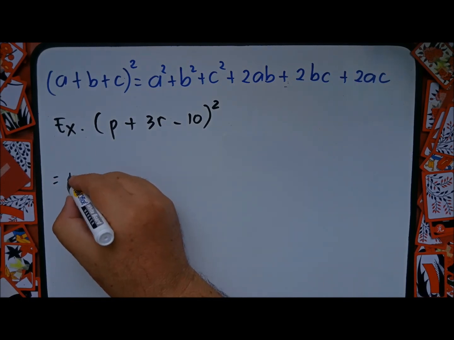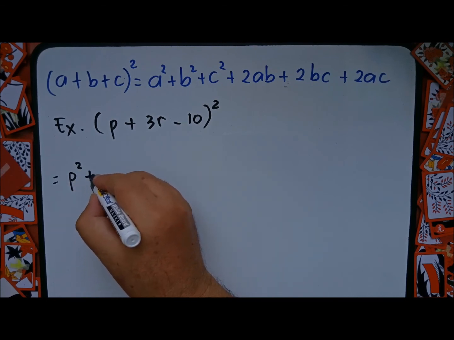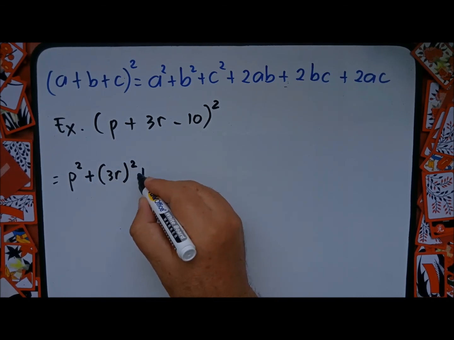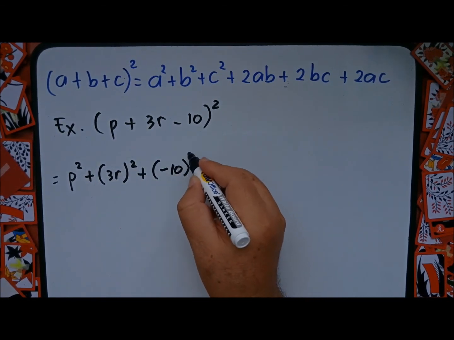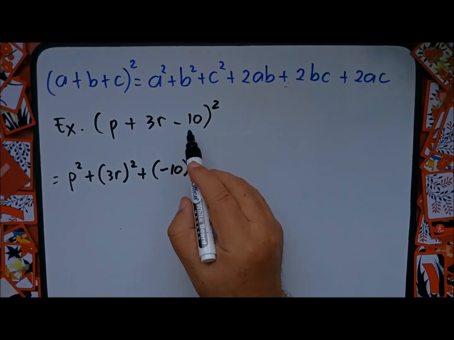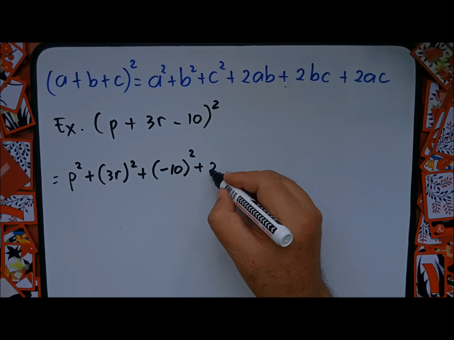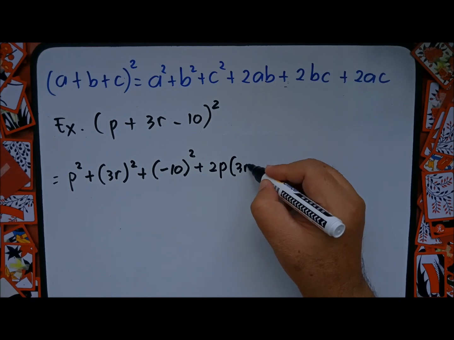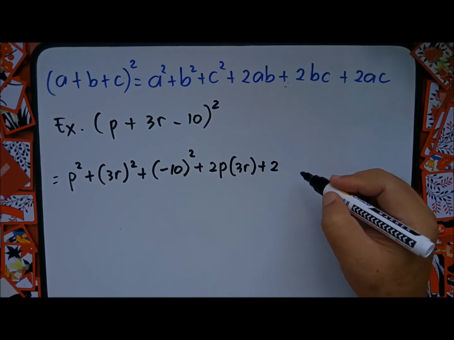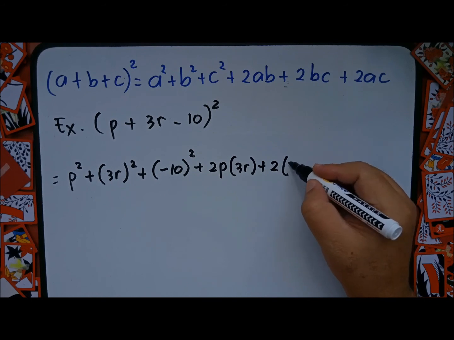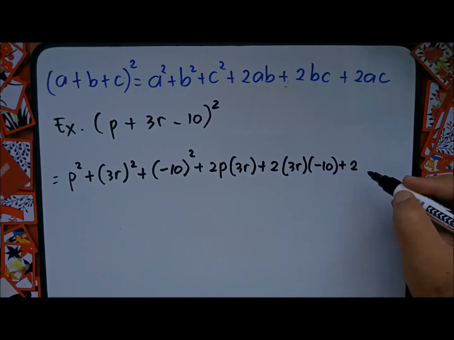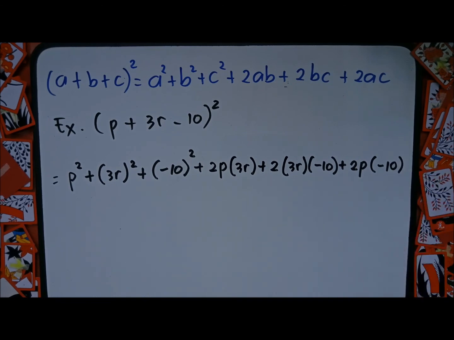We have to square the first term plus square the second term plus square the third term. Remember, your third term is negative 10, plus twice the first term and the second term plus twice the second term times the third term plus twice the first term and the third term.